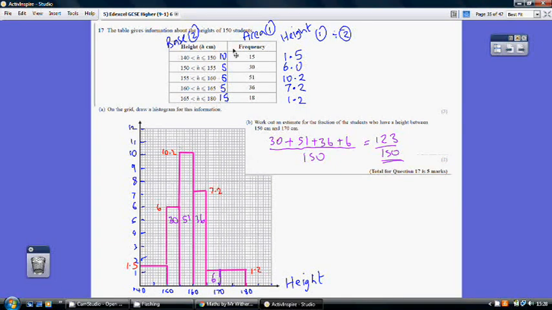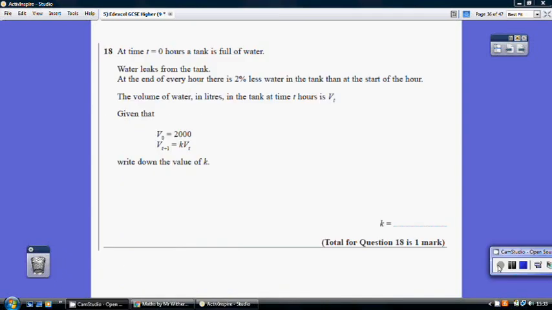So once I've done that, I just have to draw in my various bars. So the first one's got a base of 10, a height of 1.5. Then my next bar goes from 150 to 155, a base of 5, a height of 6.0, and so on. So these are my various bars.